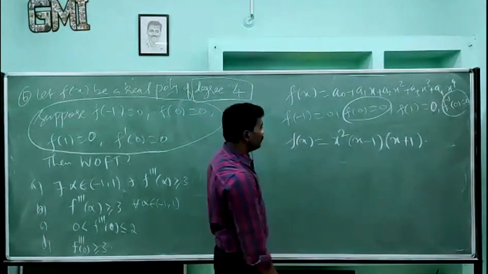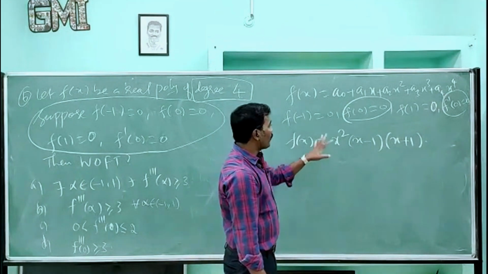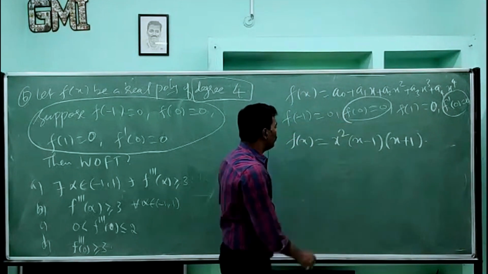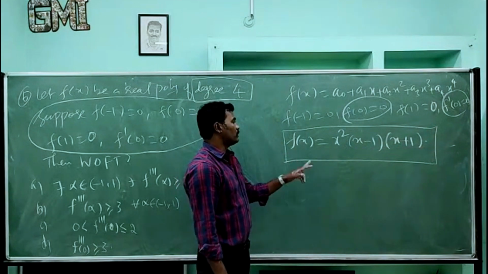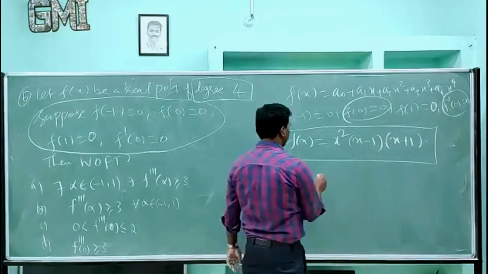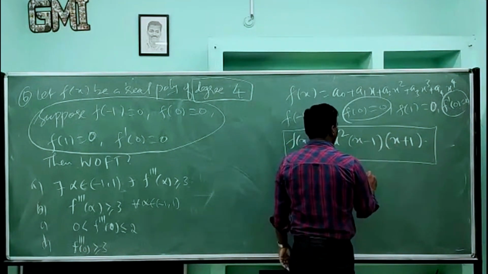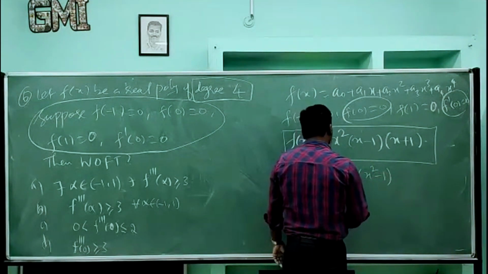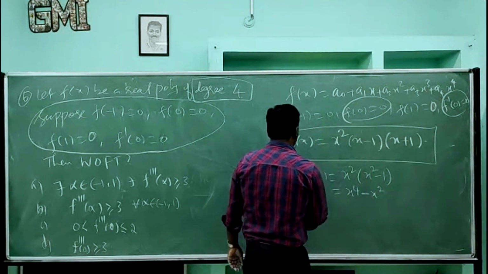This is a CSIR problem. Every problem is a CSIR problem, but I didn't forget that here. From the given information, I wrote that polynomial explicitly: f of x equals x square into x minus 1 into x plus 1. Now, a plus b into a minus b is a square minus b square, so x square minus 1. This implies x power 4 minus x square. This is your f of x explicitly.